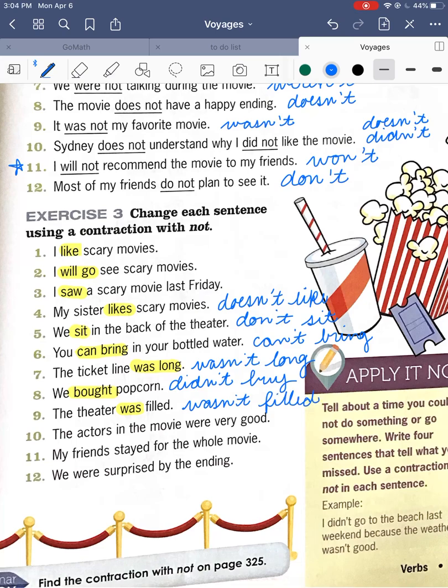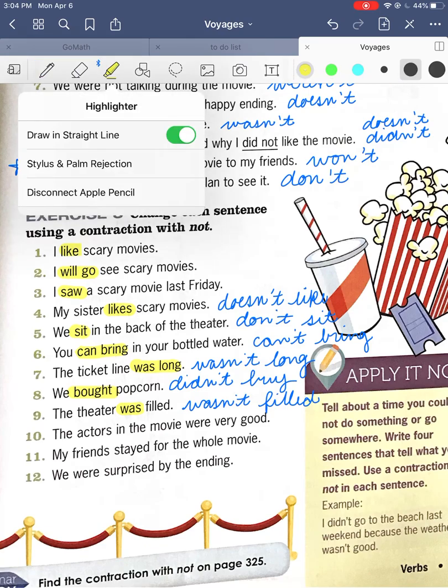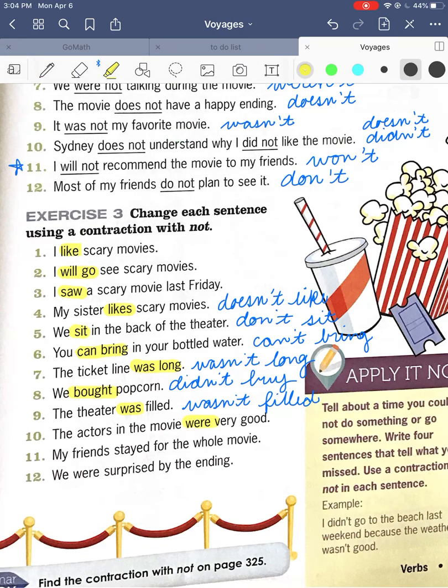The actors in the movie were very good. So if they were not very good, we would say weren't very good. My friends stayed for the whole time. So instead of they stayed for the whole time, they didn't stay. We were surprised by the ending. So if we were not surprised, were not becomes weren't.